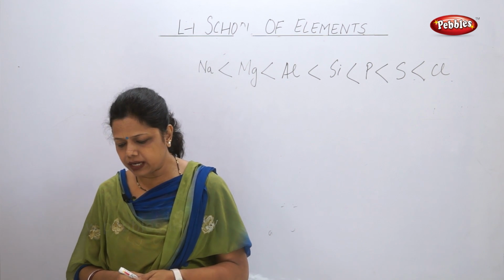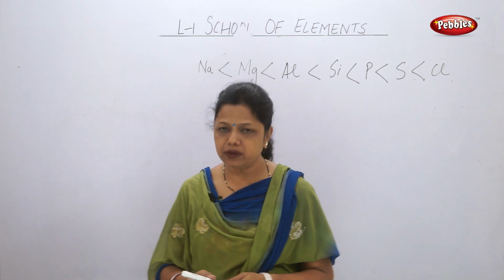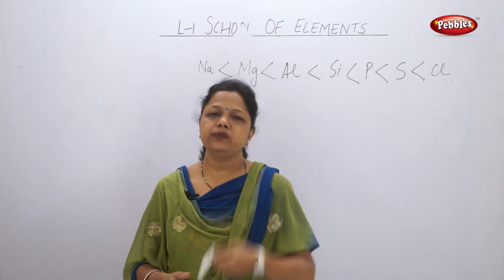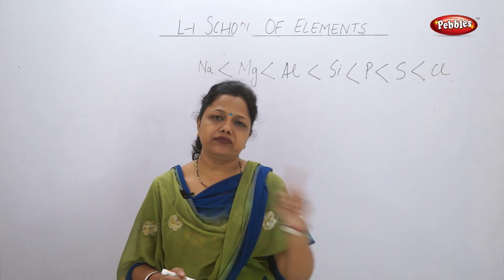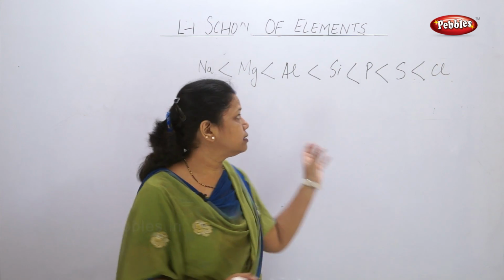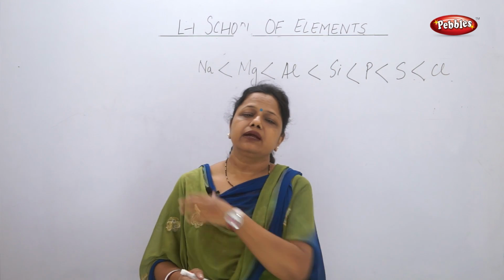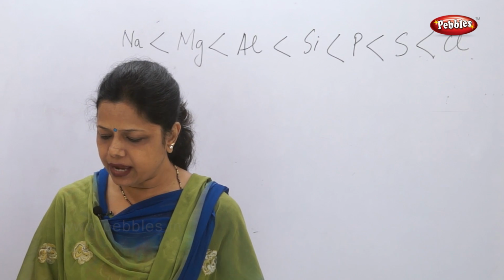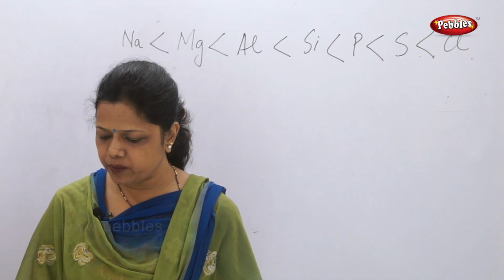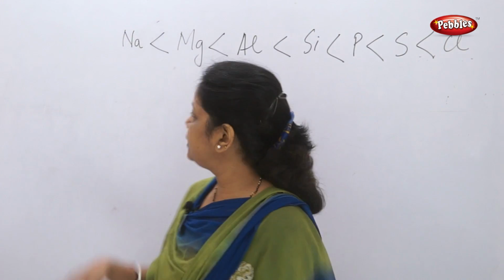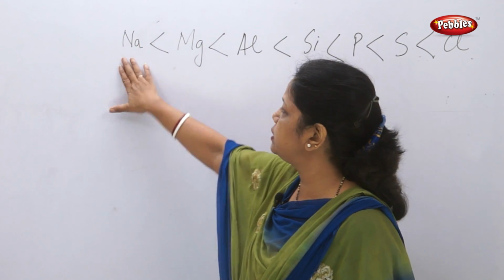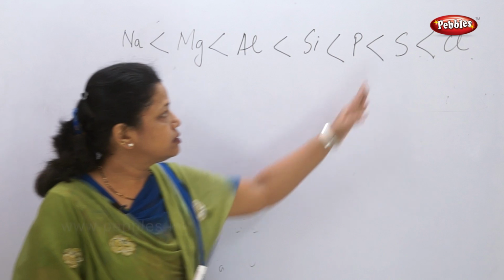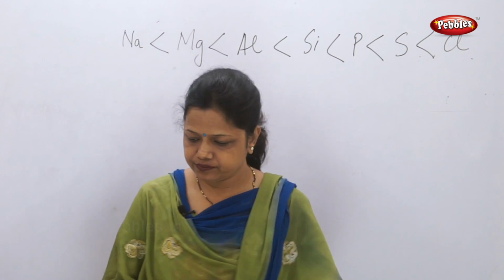Second question, are they arranged as in the periodic table? No, they are not arranged as in the periodic table. You can open your periodic table and see they are different. They have just randomly taken the element names and they are not placed accordingly in the periodic table. Which are the atoms of highest and lowest atomic radius? Highest is sodium and then magnesium, and lowest is sulfur and chlorine.